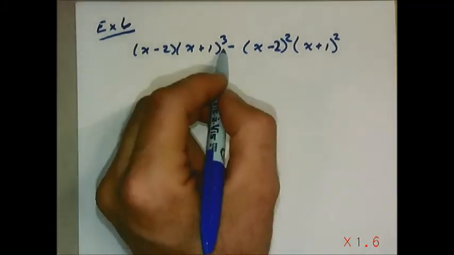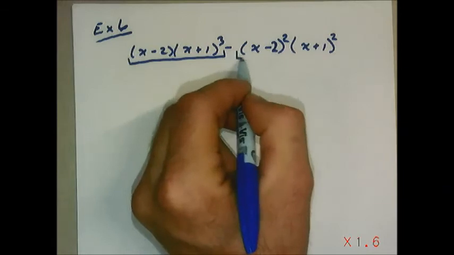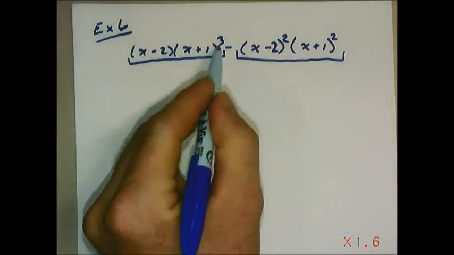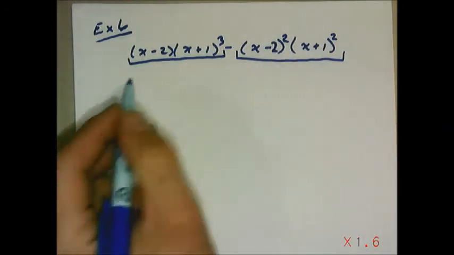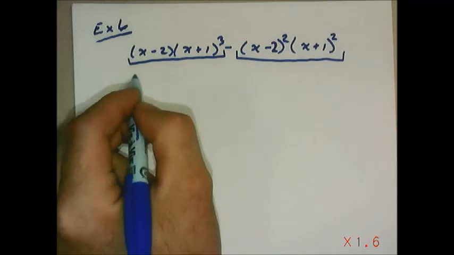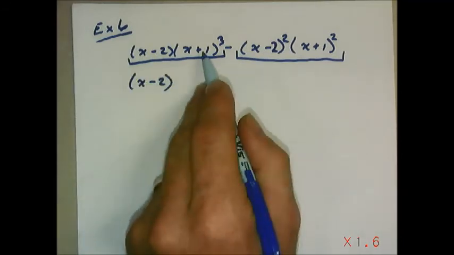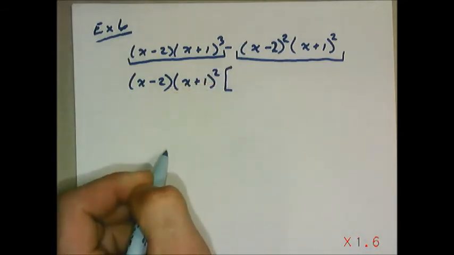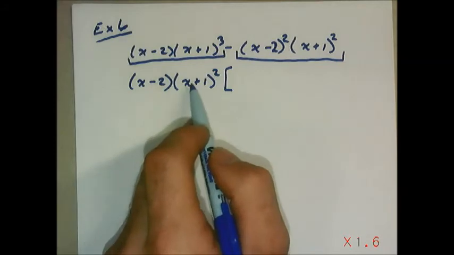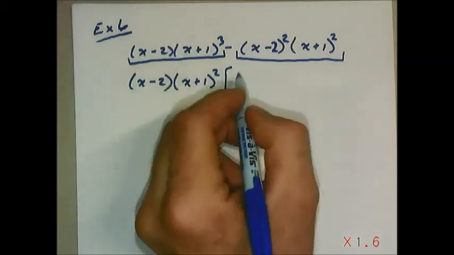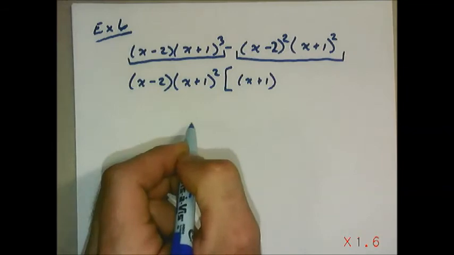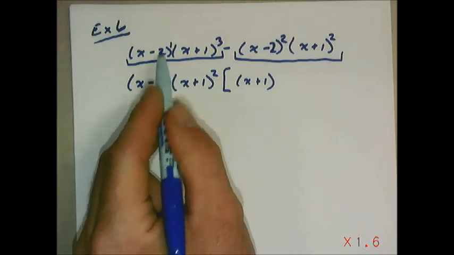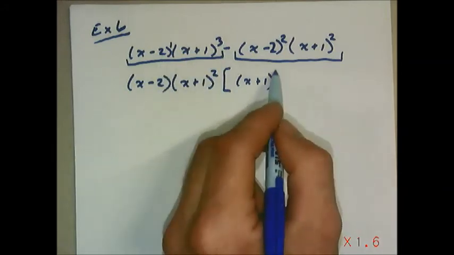So here we have two terms again. Here's our first term, here's our second term. Remember, we separate terms with a plus or a minus sign, and these terms are all multiplied together. So if I look, I have x minus 2 in common, and I have x plus 1 squared in common. If I factor out an x minus 2 times x plus 1 squared out of my first term, I'm left with x plus 1. Again, we can subtract the exponents. Here it was a 1. I have 1 out here, so they're going to cancel. 3 minus 2 gives me 1.